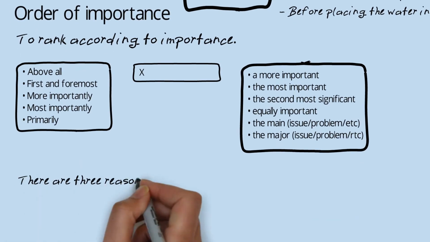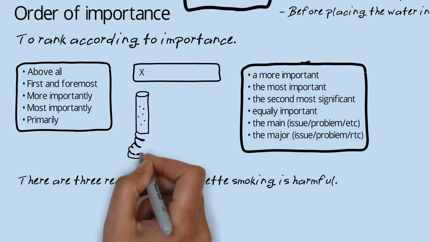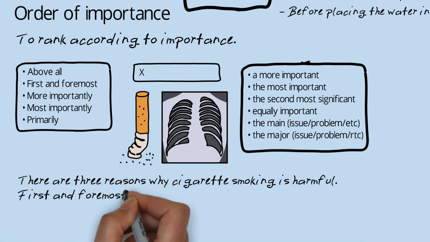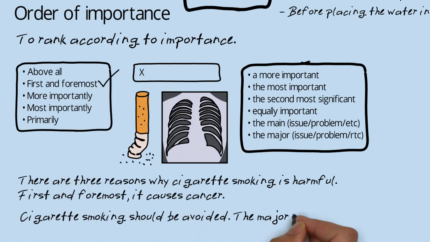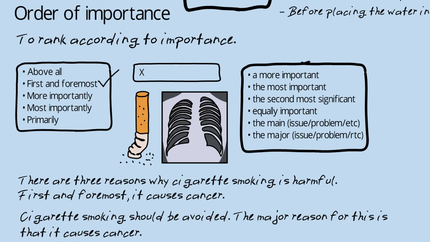So for example, there are three reasons why cigarette smoking is harmful. First and foremost, it causes cancer. Cigarette smoking should be avoided. The major reason for this is that it causes cancer.